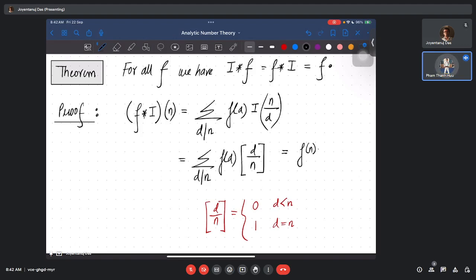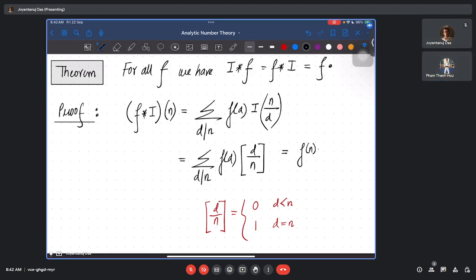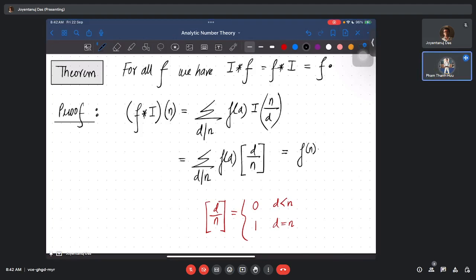Only one term will be there, right? Because it is f of n. Because for the other terms, if d is less than n, it becomes 0. So it is f of n. But f of n by definition should be f of n.